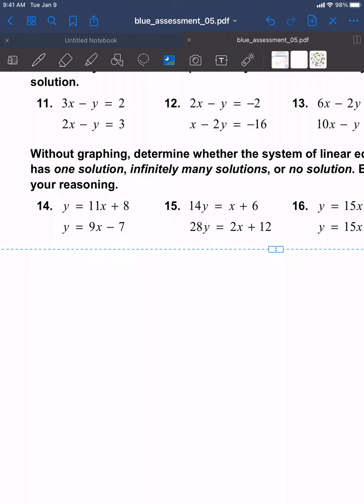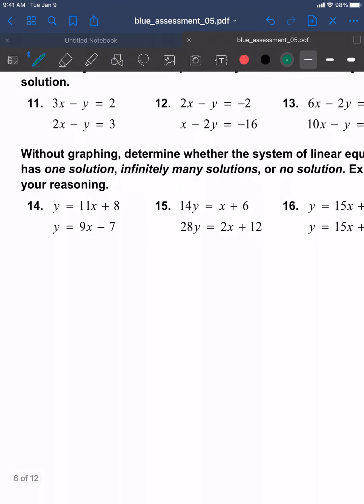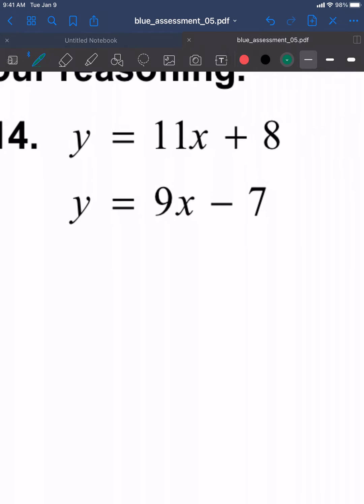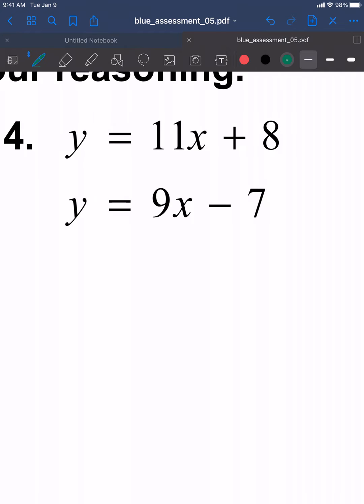Now, without graphing, which means we're going to have to either use substitution or elimination. Without graphing, determine whether the system of linear equations would have one solution, infinite solutions, or no solutions. Okay? Let's do this. Just by looking at this first one, what would you like to do? Would you like to substitute or eliminate? Eliminate. Substitute. Here's what I'm thinking. If I did elimination, there's nothing very, very nice that I could eliminate, right?